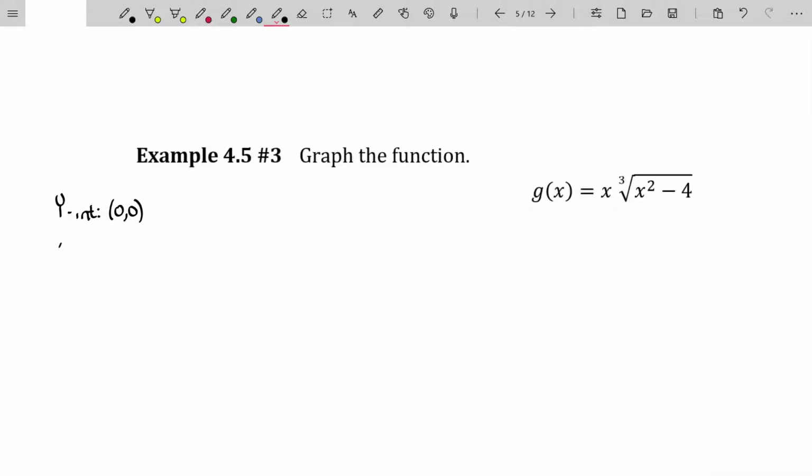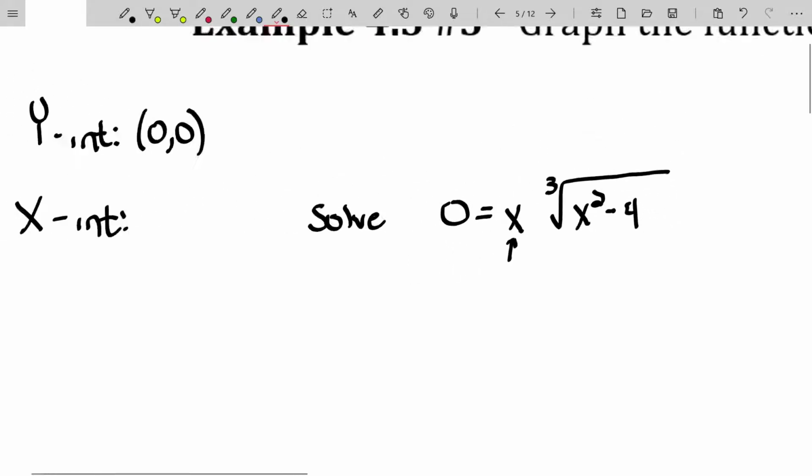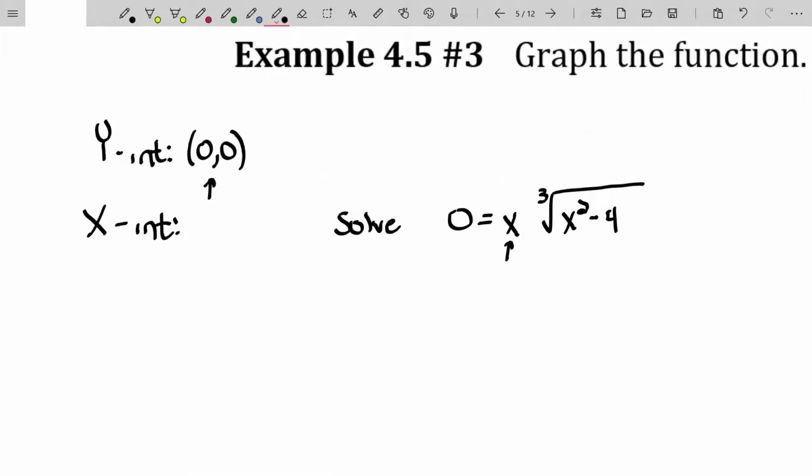Now we look at x-intercepts. Well, x-intercepts occur when your function is 0. And so we'll solve 0 is equal to x times the cube root of x squared minus 4. Well, either the first factor is 0, and we have that listed already, but I'll write it down here because my students use an online homework system, and if it says list out the x-intercepts, it expects all of them. So there's the first one.